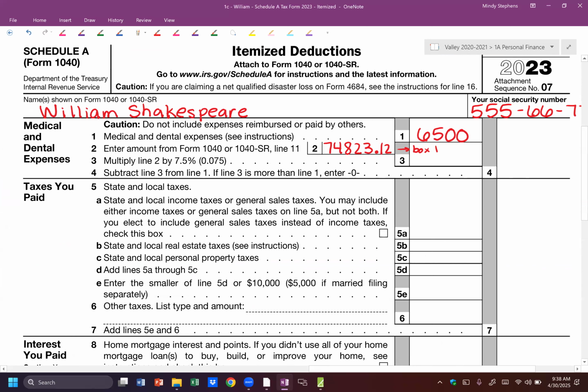So 74823.12. Double check that you wrote the number down right too, because it obviously is going to make everything else wrong if that's wrong. Next line, multiply line 2 by 0.075. So we're taking this number right here and multiplying it by that number. So we're multiplying those together. So grab your calculators and multiply those 2 numbers.